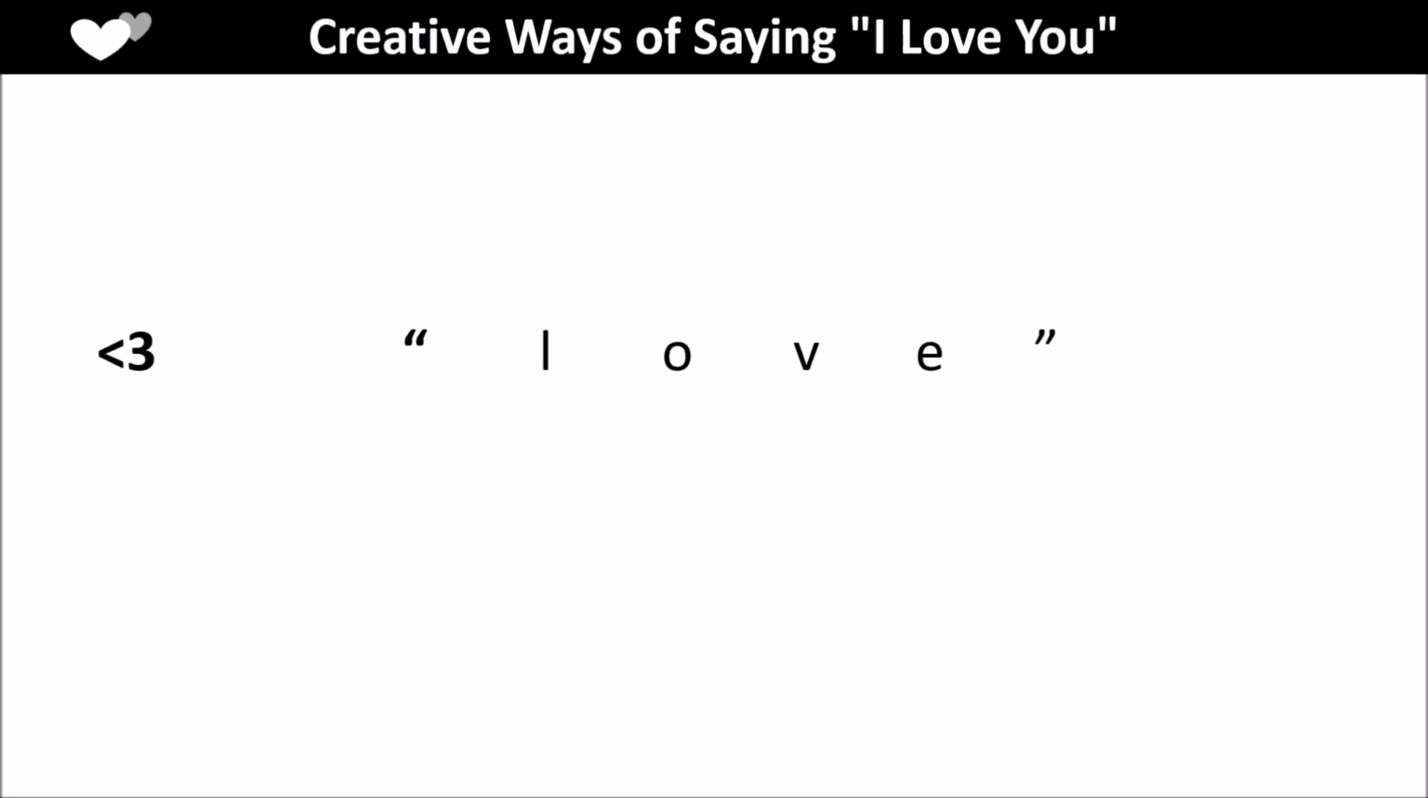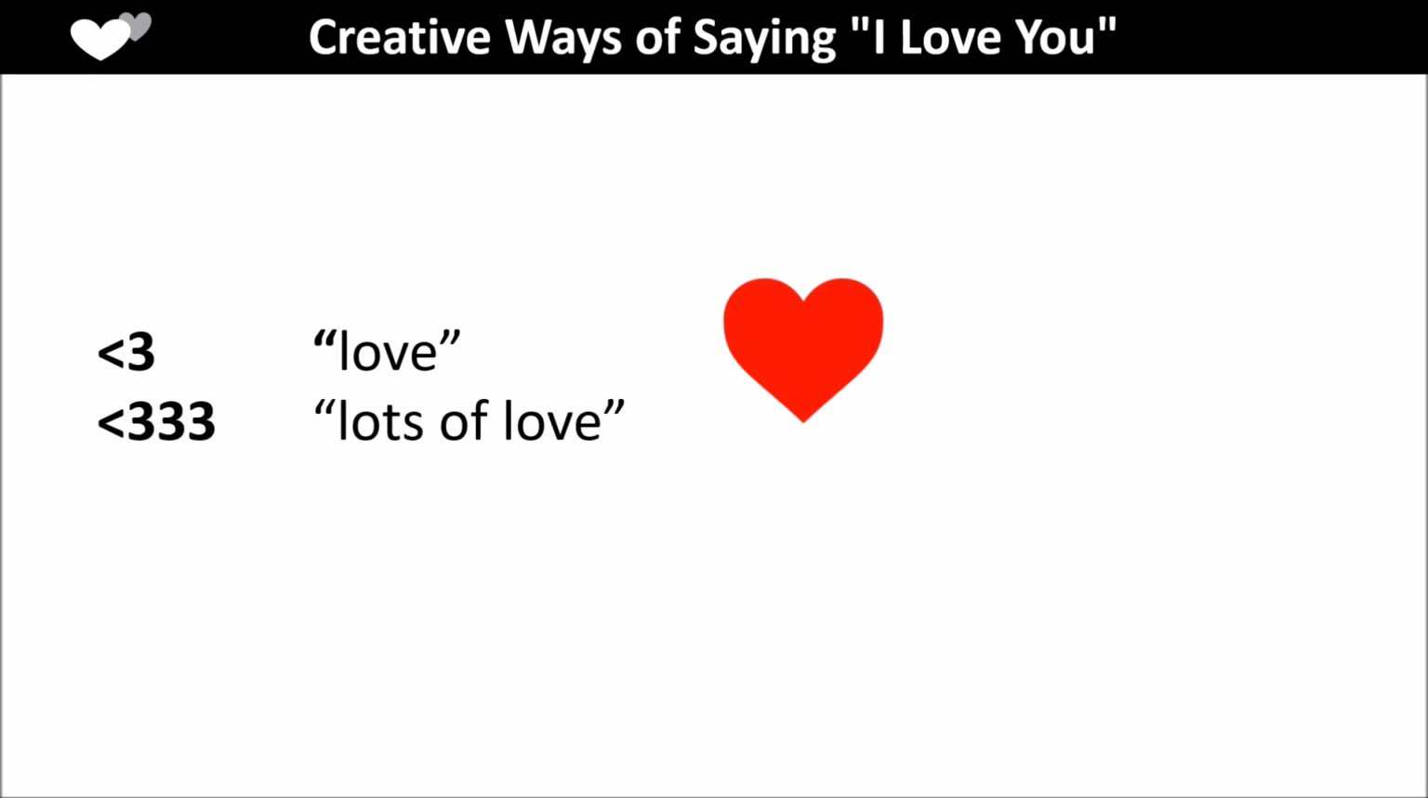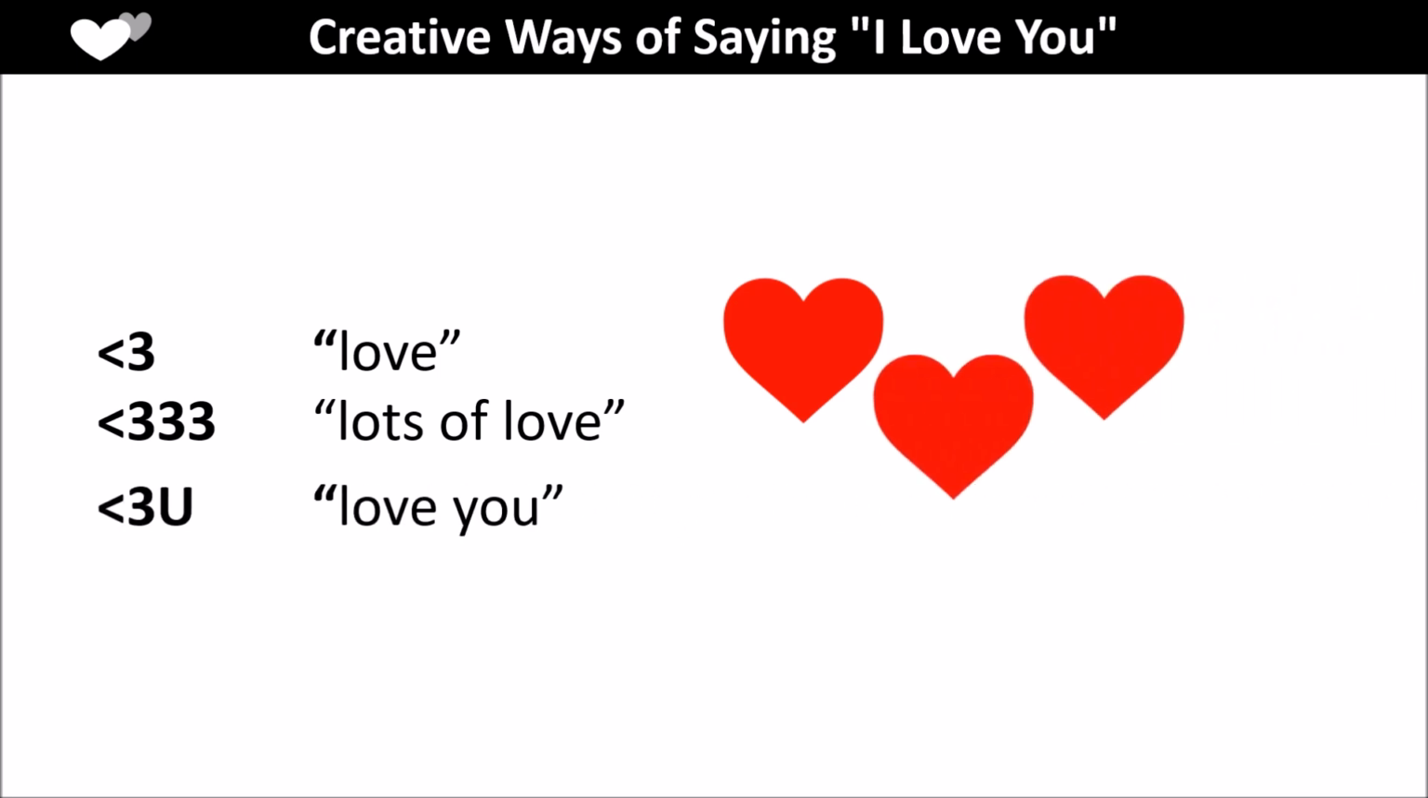So here are some more creative ways of saying I love you. So look at this, less than 3. Well, that's actually an icon. It's just a picture of a heart lying on its side. Then you get this, less than 333. Well, that's just 3 hearts. Then you can put a U on the end, so less than 3U, I love you, heart you.